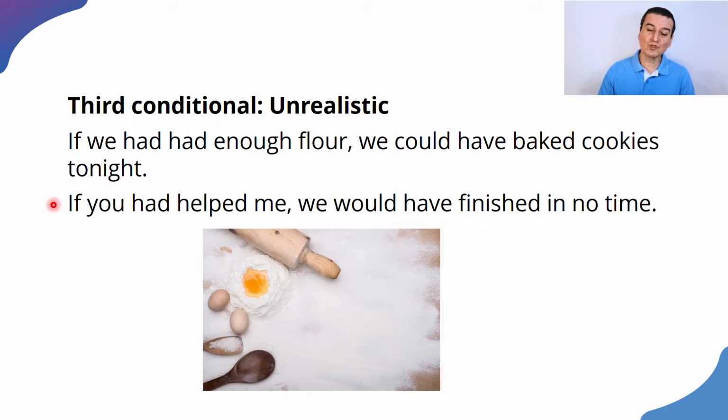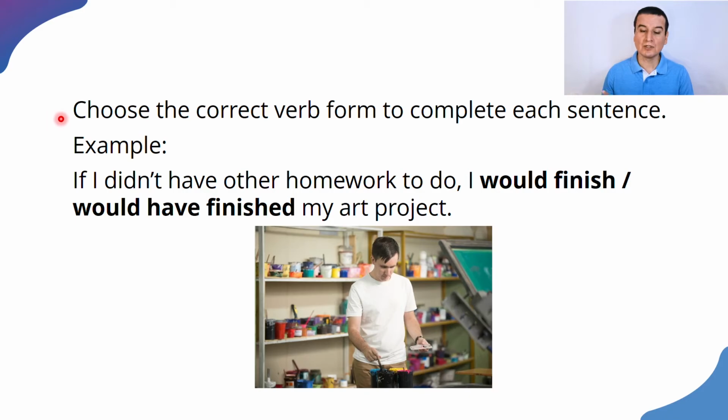So in order for you to practice these concepts, I'm sorry, this is taking some time, but I wanted to make sure that this is clear for you. I have this short activity. It says, choose the correct verb form to complete each sentence. Example: if I didn't have other homework to do, blank my art project. So if I didn't have homework to do, I would finish or I would have finished.